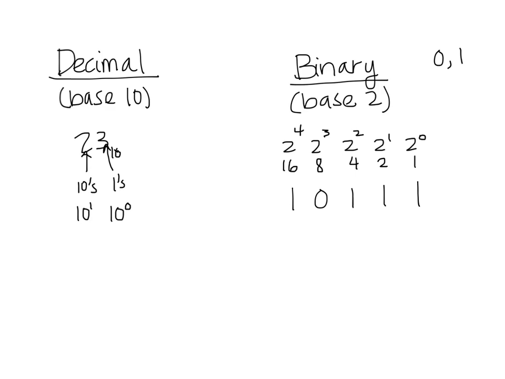So each of the ones represents that we have one of those numbers. A 0 represents that we don't have any of those numbers. So we have a 16, we don't have any 8s, we have a 4, and a 2, and a 1. 16 plus 4 is 20, plus 2 plus 1, you should be able to see that that is equal to 23.